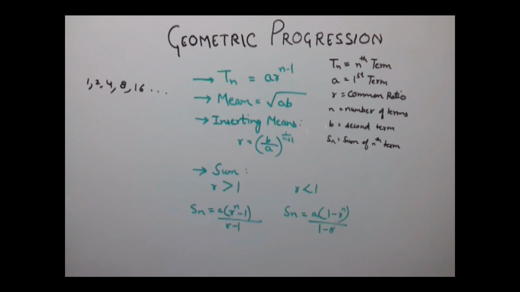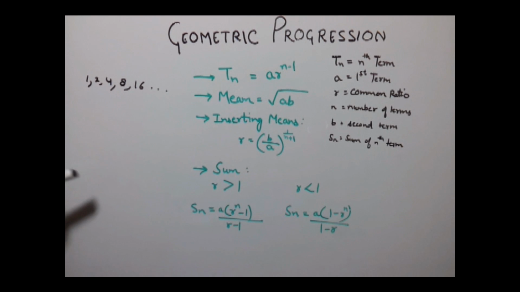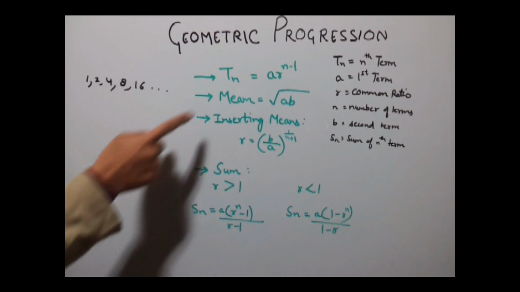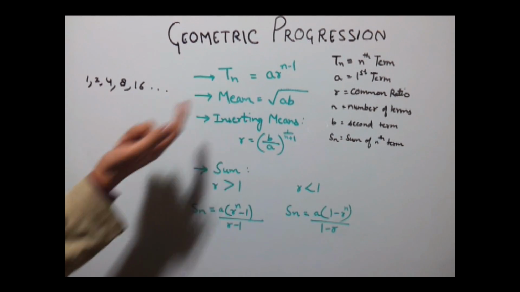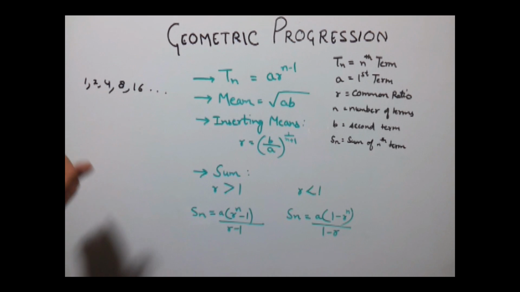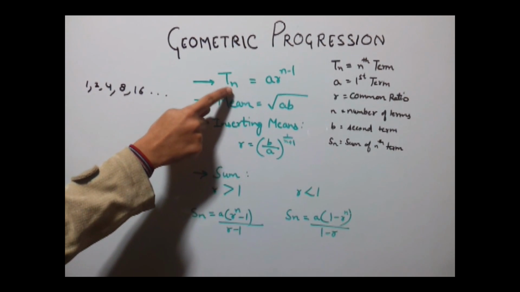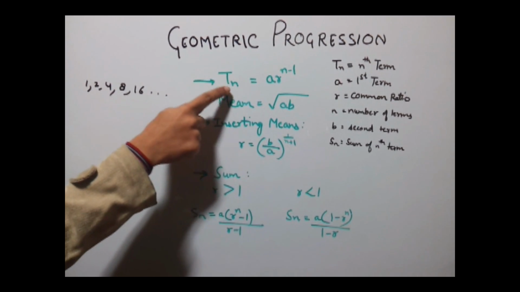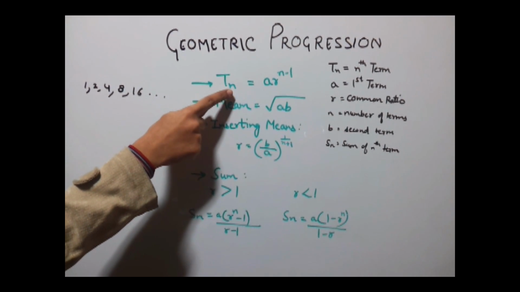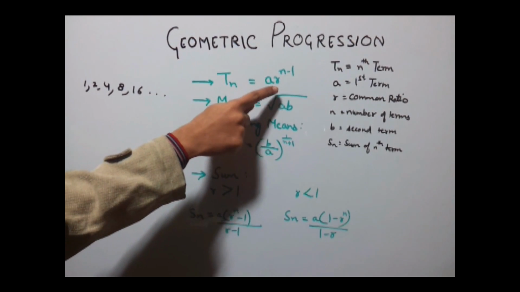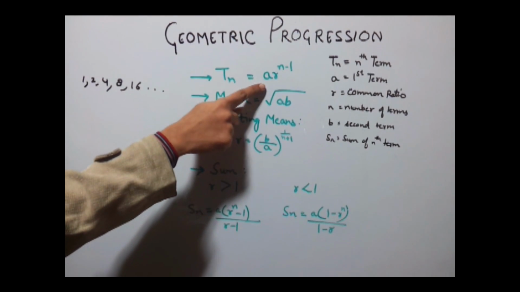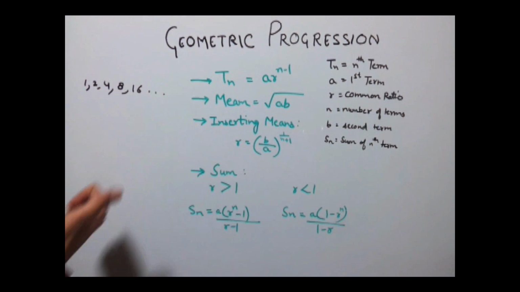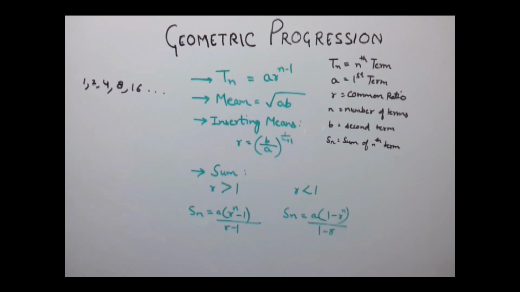There are various formulas to calculate terms, means and sum of a geometric progression. To calculate any nth term, which is represented by Tn, as we have already seen in our arithmetic progression, the nth term is represented by Tn. Similarly in geometric progression, the nth term is also represented by Tn. The formula to calculate Tn in GP is a into r to the power n minus 1. Here a represents the first term of the GP, r is the common ratio and n is the number of terms, or the nth term that we are going to find out.